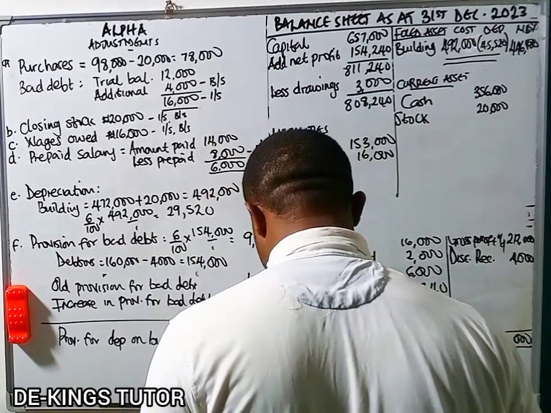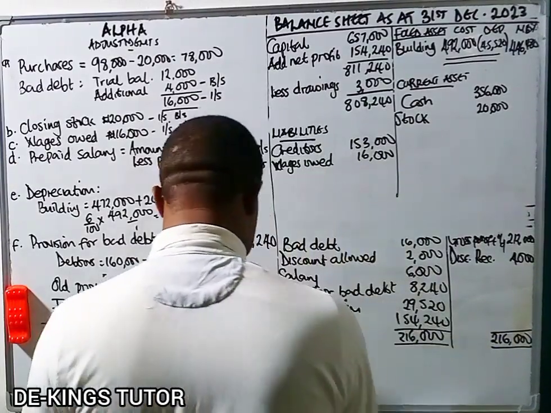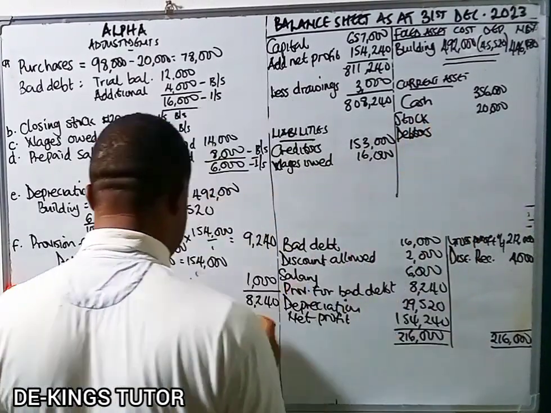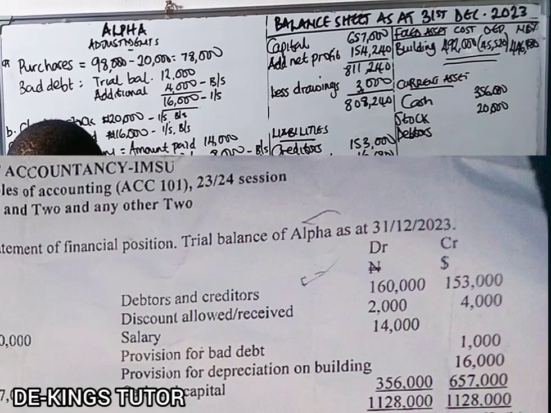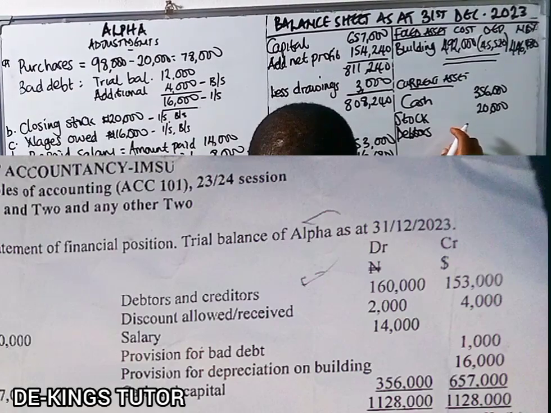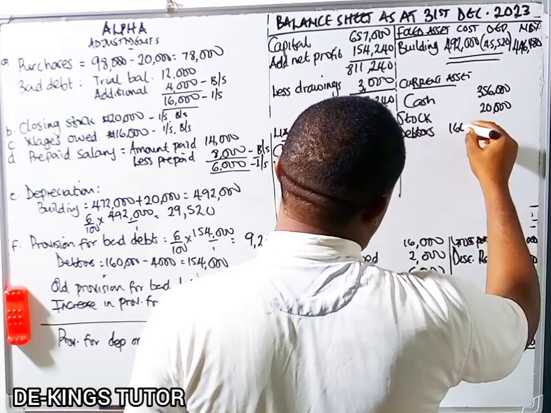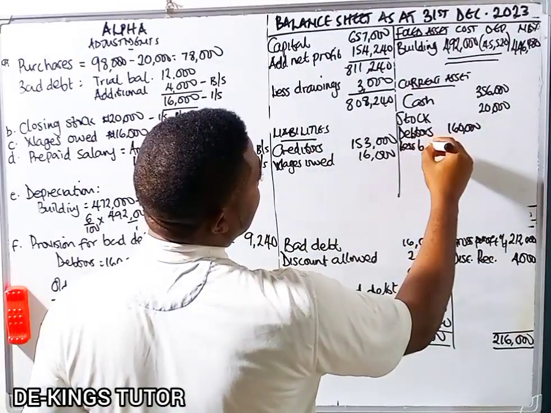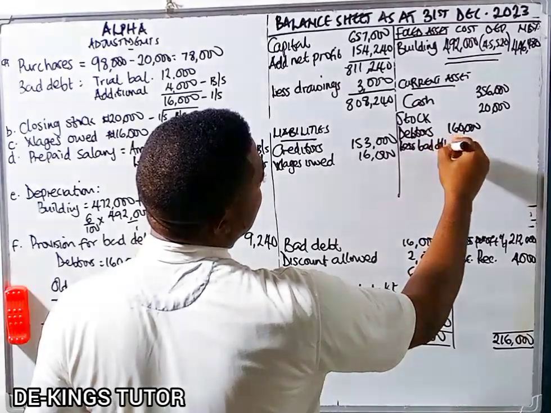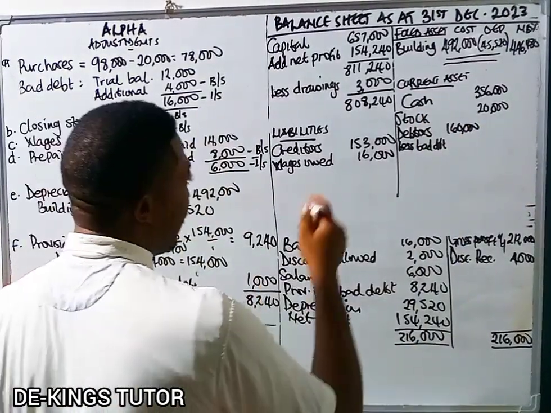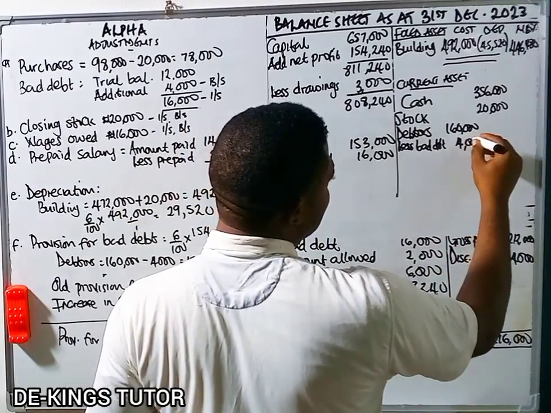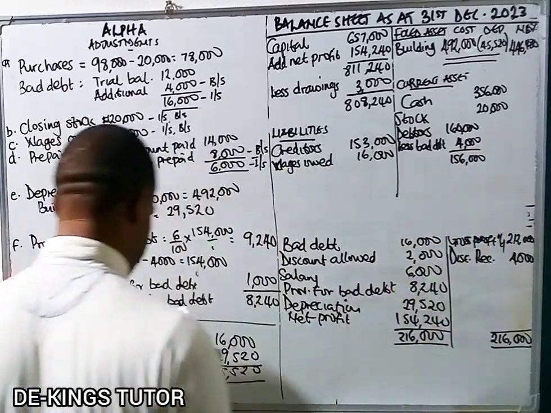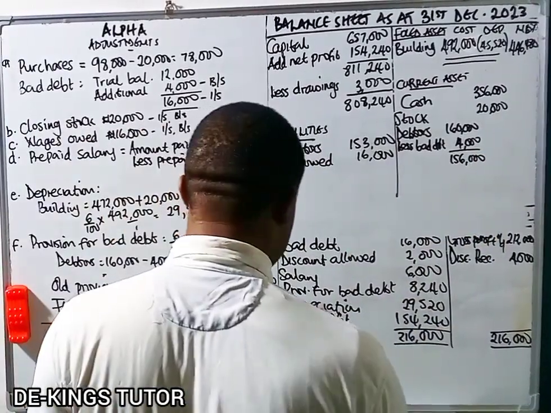So the next one is the debtors. The value from the trial balance for the debtors is 160,000. Watch what we do here. Now less bad debt of 4,000. So 160,000 minus 4,000 will give us 156,000.